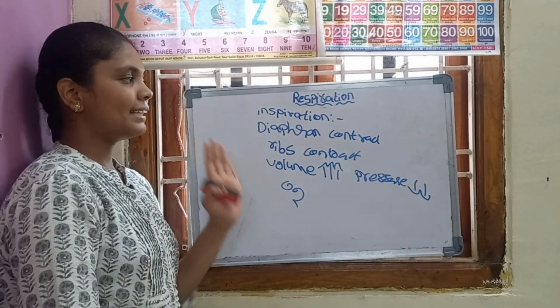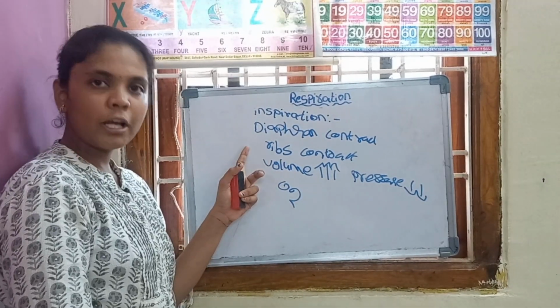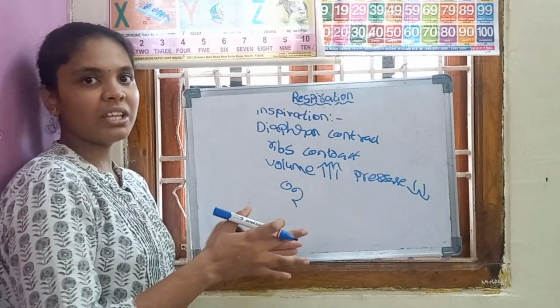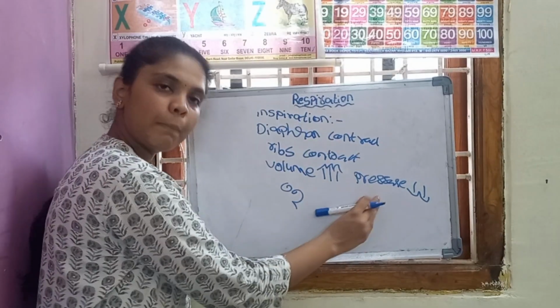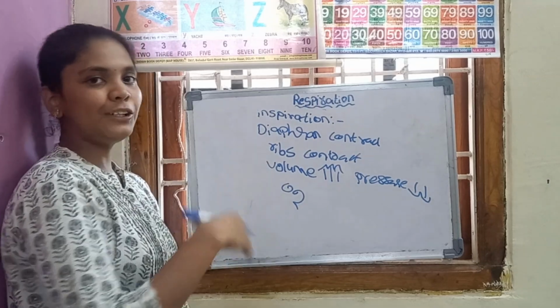You will see. Exactly during inspiration, the diaphragm will contract, your ribs will contract, then the volume will increase. That means the space in the lungs will increase and the pressure will decrease compared to the environment. So the O2 will rush into our lungs.